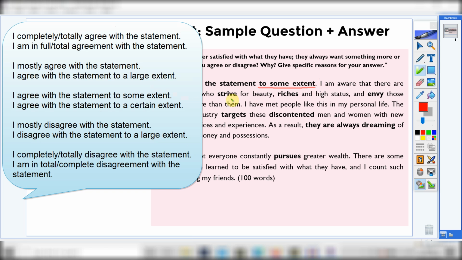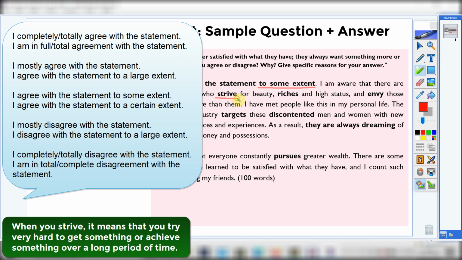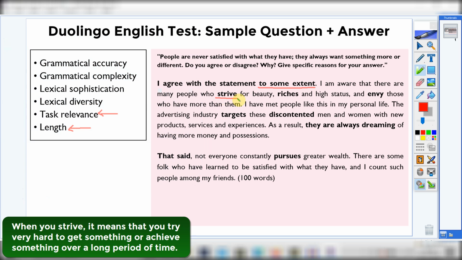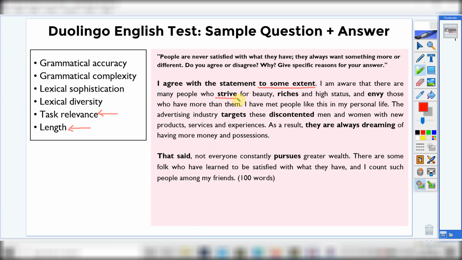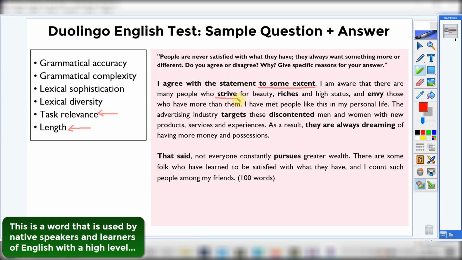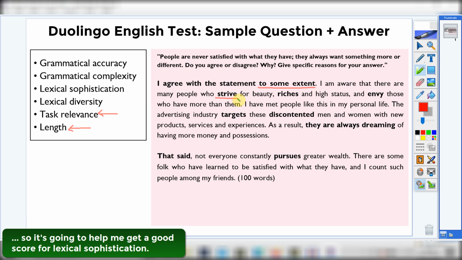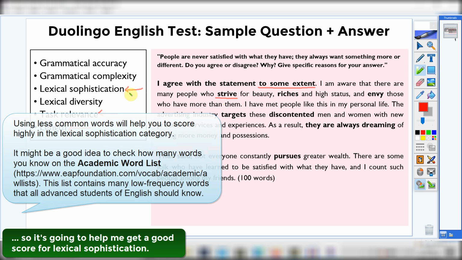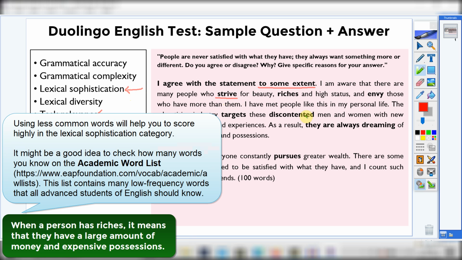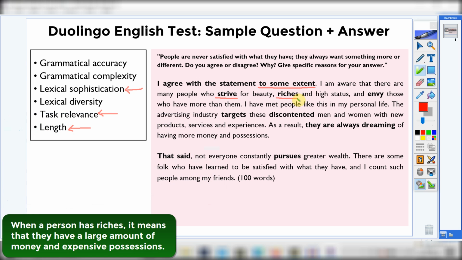When you strive, it means that you try very hard to get something or achieve something over a long period of time. This is a word that is used by native speakers and learners of English with a high level, so it's going to help me get a good score for lexical sophistication. When a person has riches, it means that they have a large amount of money and expensive possessions.